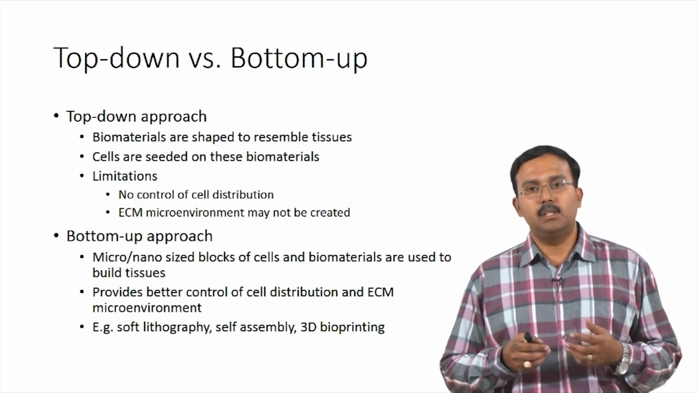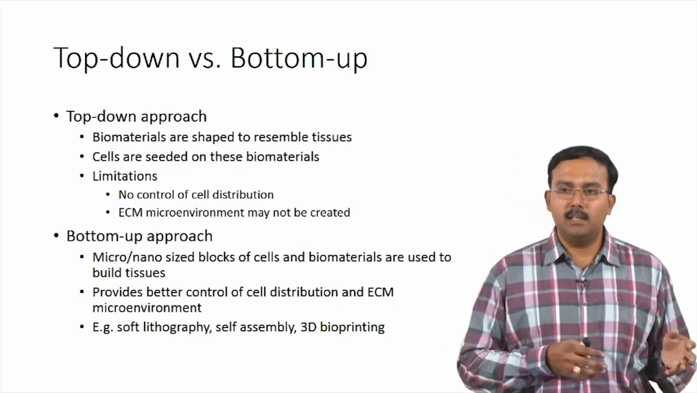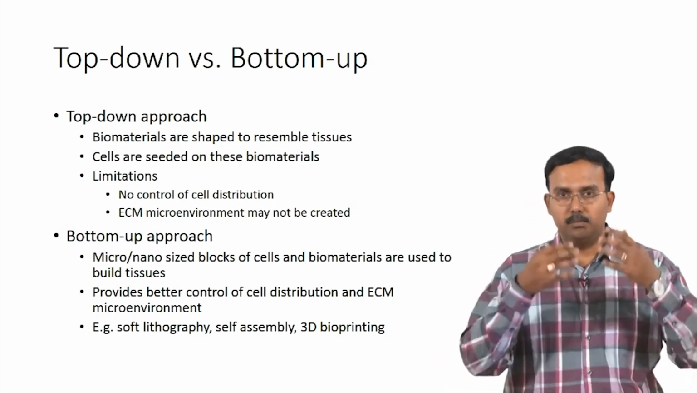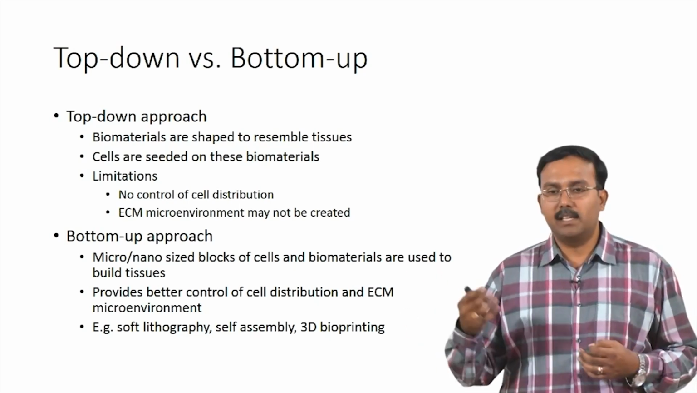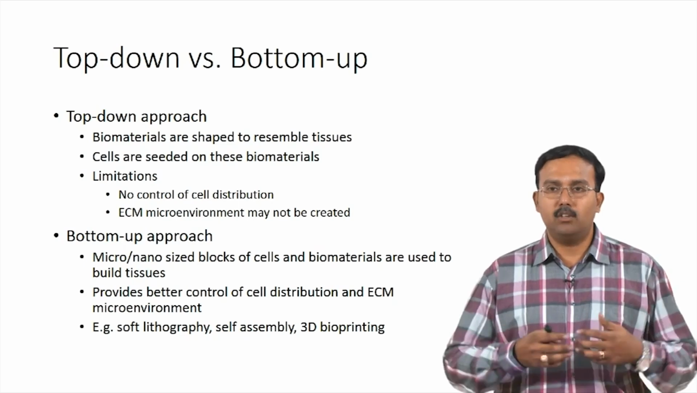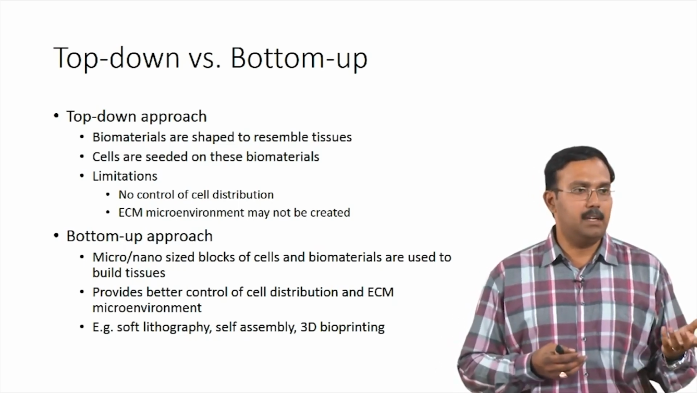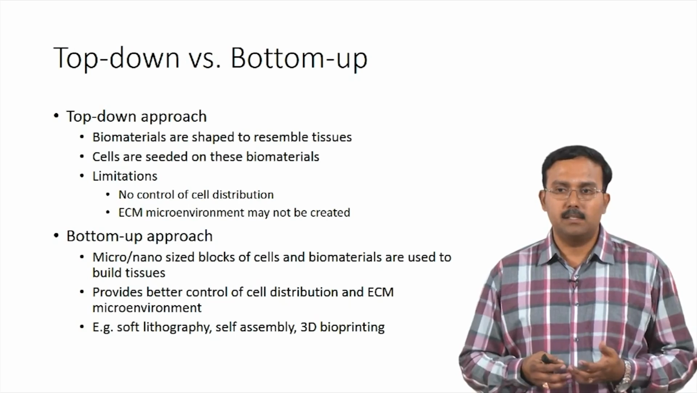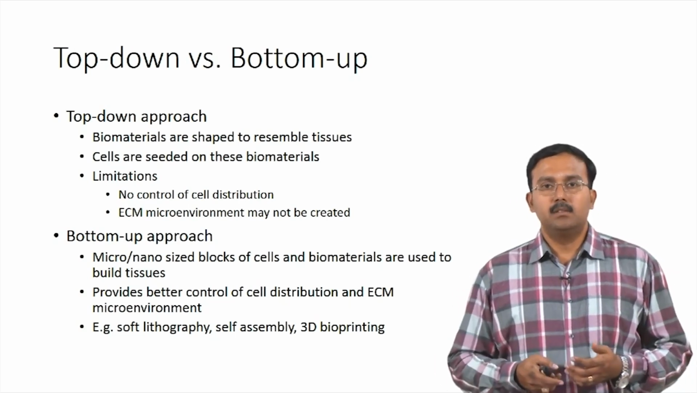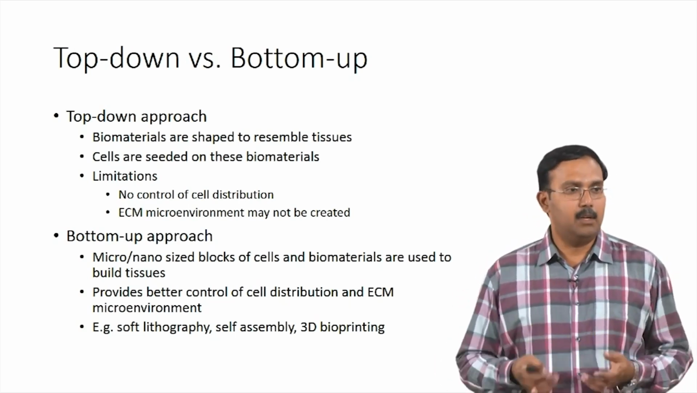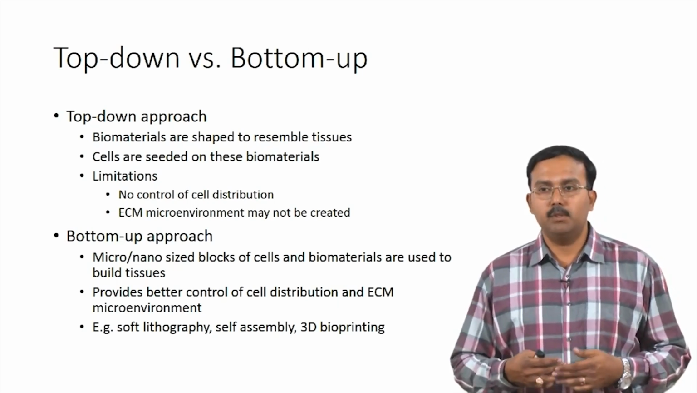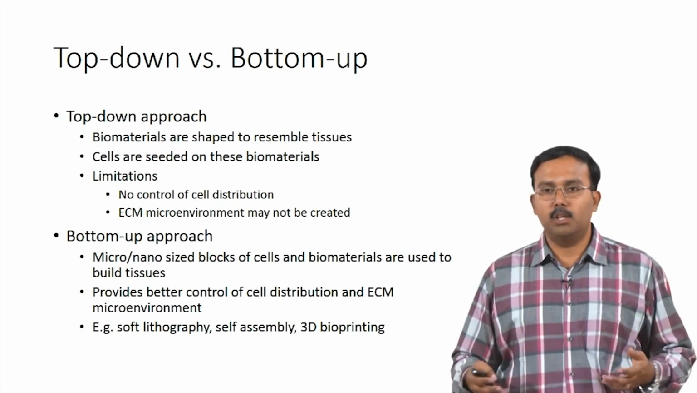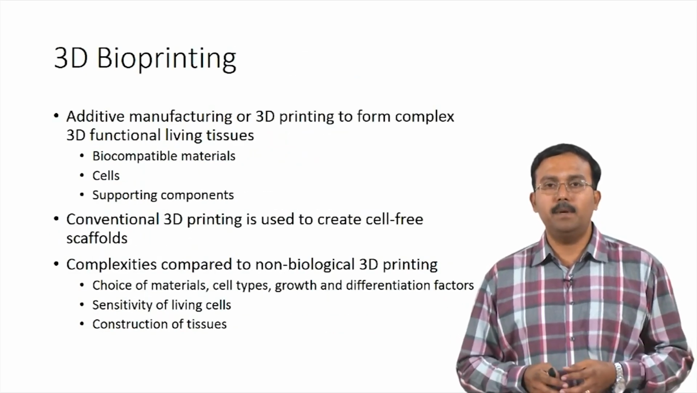Okay. The other techniques which we looked at earlier were all top down approaches, where we were talking about freeze drying, solvent casting and salt leaching. All these techniques are top down approaches where you create the scaffold independently without using the cells. Self assembly can be both ways, just like 3D printing can have a top down approach and a bottom up approach. Self assembly can also be top down or bottom up. So we will talk about 3D bioprinting today.